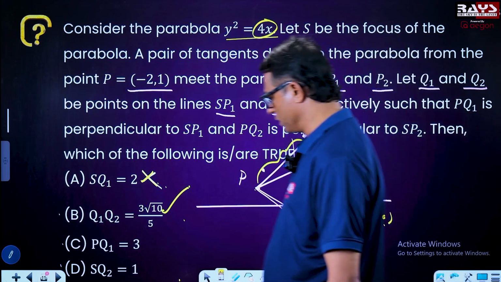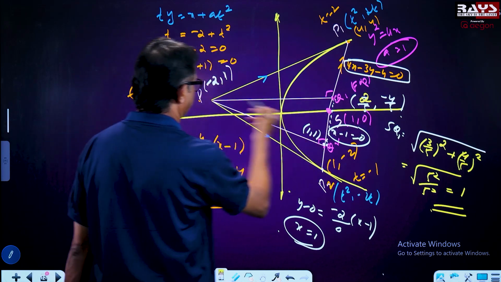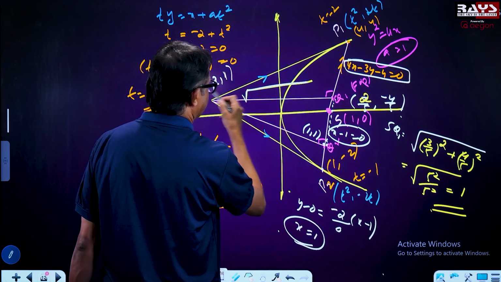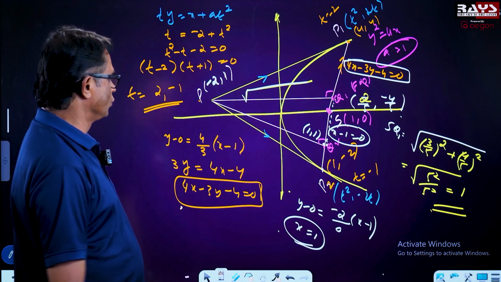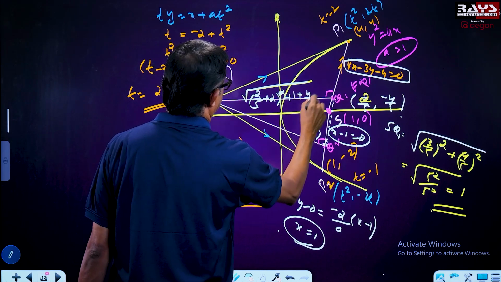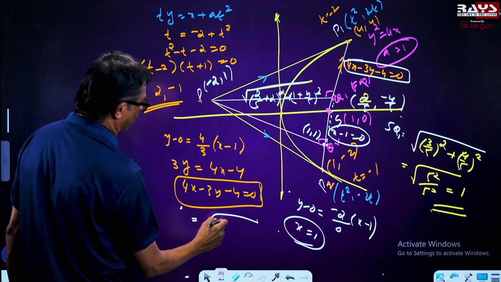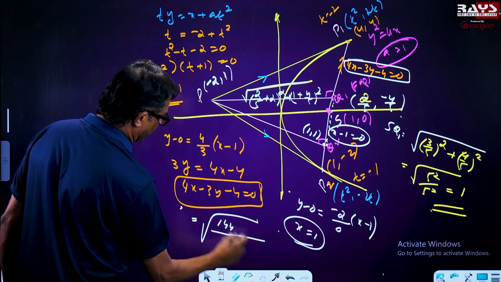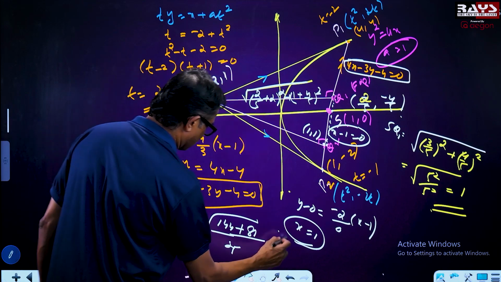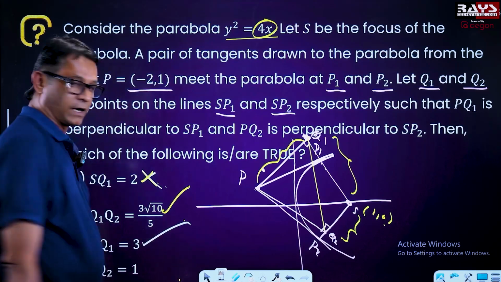And what about PQ1? PQ1 is the distance between P and Q1. So it is equal to root of 2 by 5 plus 2, the whole square, plus 1 plus 4 by 5, the whole square, that is equal to root of 10 plus 2, 12 by 5, that is 12 square, 144 by 25, plus this is 5 plus 4, 81. So this is 225, root of 225 is 15 by 5, that is equal to 3. So the answer to that one is PQ1 is 3, it is correct, okay.